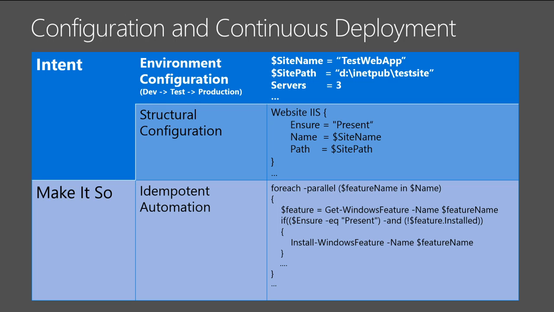And your structural configuration is, I want to make sure that I have IIS installed. I want to make sure that N websites are there. I want to make sure that I have these files there and stuff like that. So it's that structure that's not going to change from deployment to deployment. And that way you can be sure that as you go from dev to test to production, that you're going to have the same result. But it gives you the flexibility to make some tweaks to that. And then the make it so phase is just that imperative logic that the resources themselves provide.